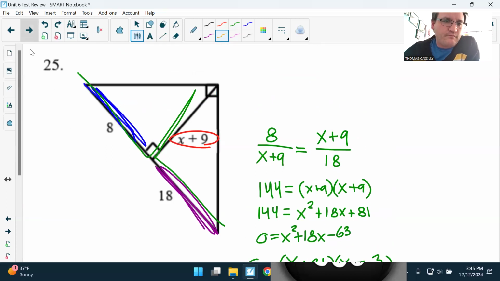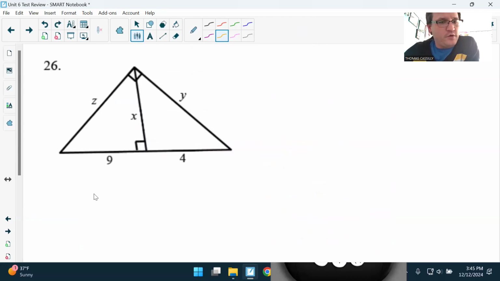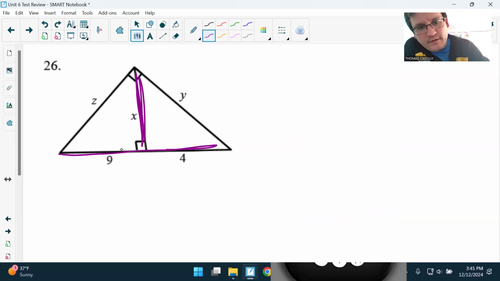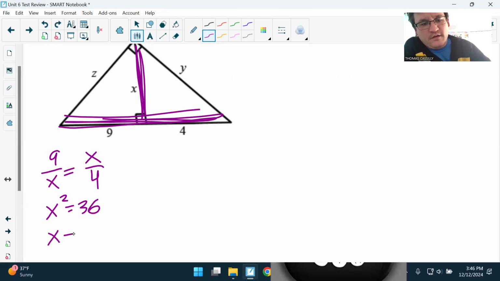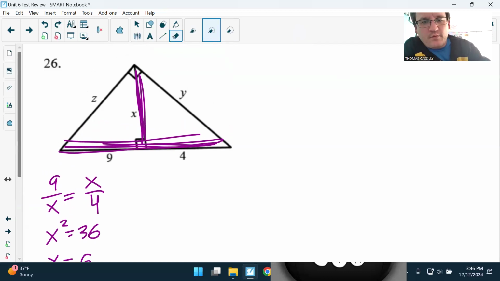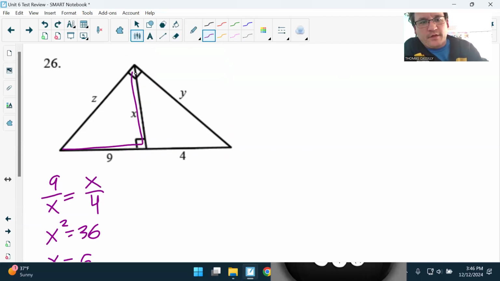All right, now the next one. Lots of stuff going on here. First and foremost, x is an altitude of this base right here, so we could do that heartbeat thing again. We could say 9 over x equals x over 4. Cross multiply, you get x squared equals 36. Then when we take the square root of both sides, you get x equals 6. Fortunately, that one was pretty quick. No factoring necessary on that one. So again, that followed that heartbeat pattern, if that's the route we want to go.